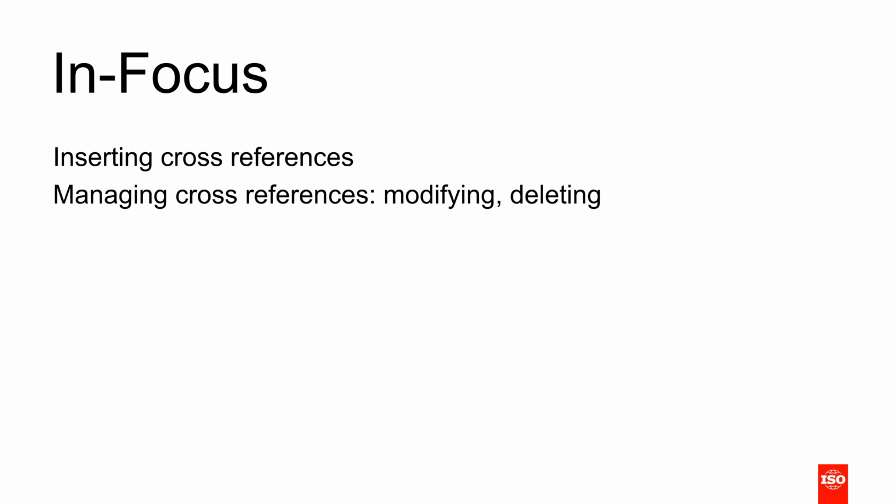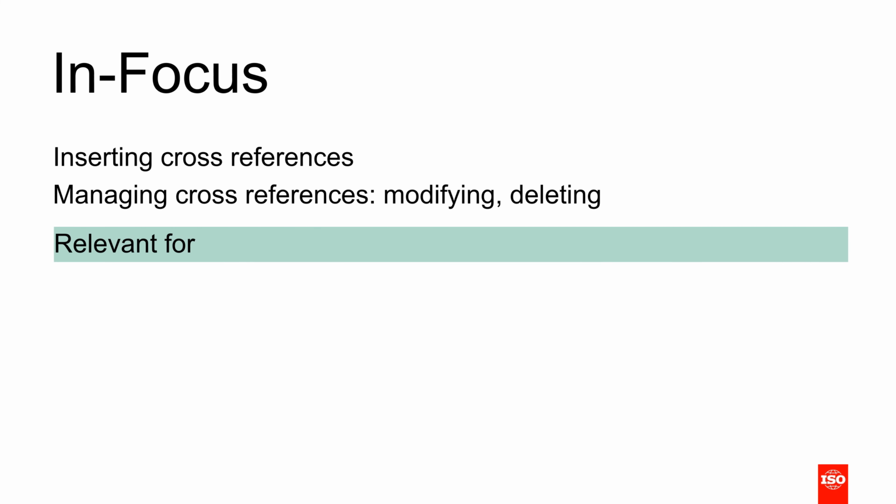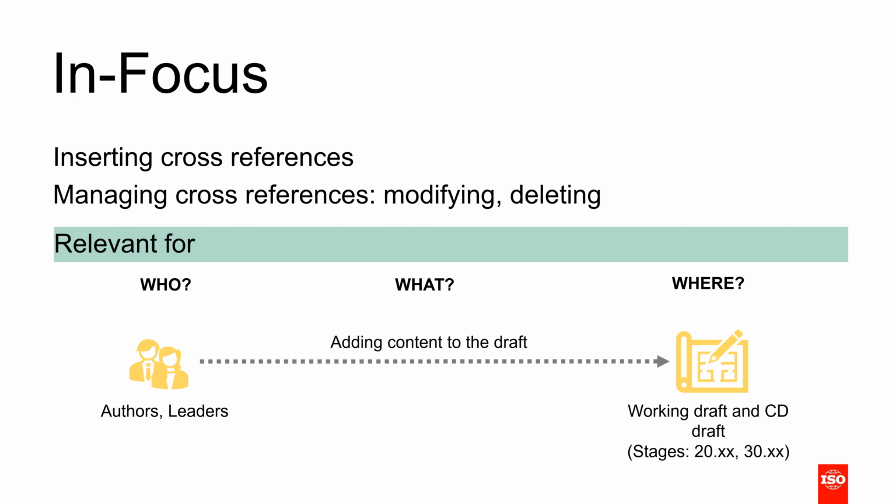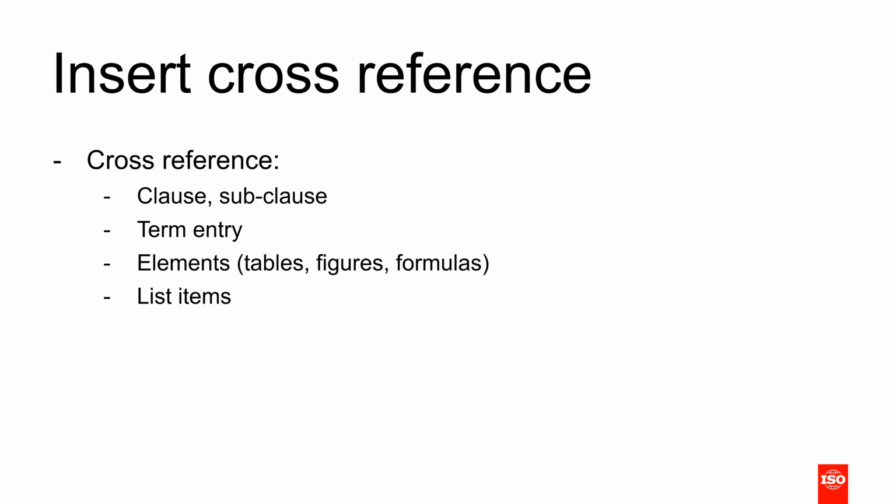In this demo, we will cover how to create and manage cross-references in the draft. This demo is relevant for authors and leaders that can add content to a draft in the preparatory and committee draft stages. In an OSD draft, cross-references can be made to existing clauses, subclauses, term entries, elements of type tables, figures, and formulas, and even to particular list items.